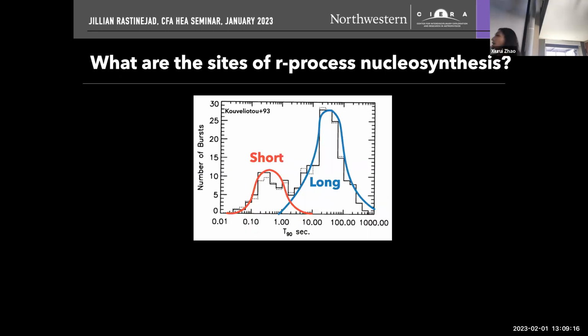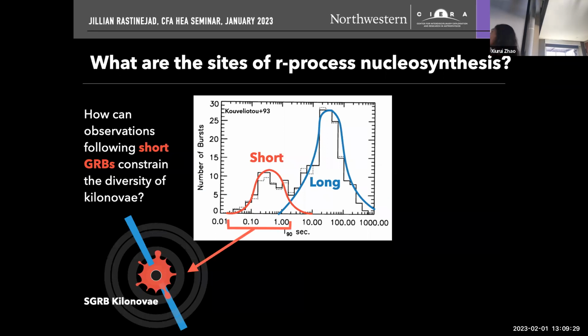So I'm trying to explore that question of what are the sites of r-process nucleosynthesis using follow-up to gamma ray bursts. And so I started out my PhD thesis work looking at short gamma ray bursts. And so we know short gamma ray bursts are connected to neutron star mergers. And so how can we use observations following short gamma ray bursts to constrain the diversity of kilonovae? So we can get some rate from understanding how often these happen and their distribution across the universe. And then if we take a look at our observations of them, what can we say about their yields and ejecta masses that they create?